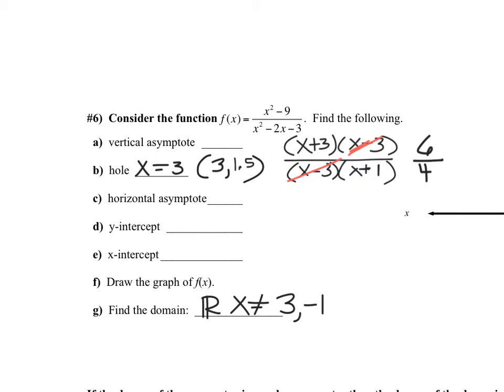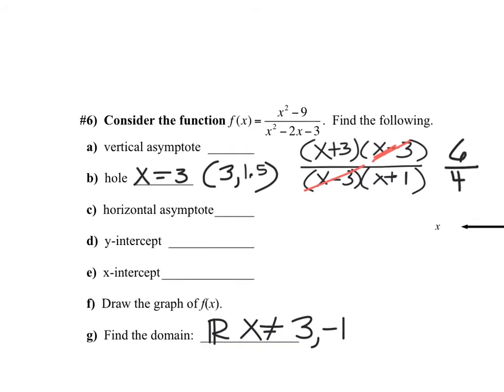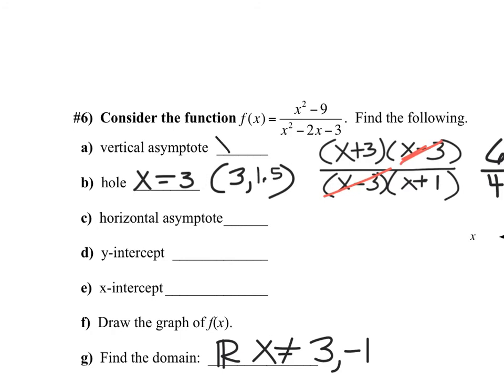Okay, do we have any vertical asymptotes? Yes, x equals -1. That's it right here. It's the 0 that didn't go away with anything. And then what about my horizontal asymptote? y equals the leading coefficient over the leading coefficient, or leading terms over leading terms. When I reduce x squared over x squared, I get 1.